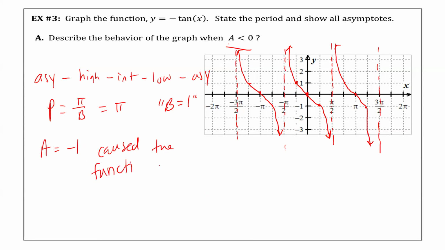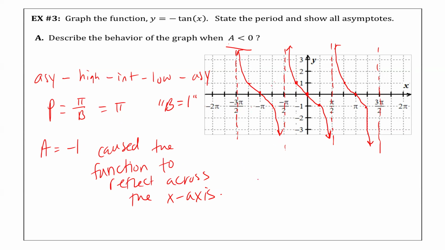It's not amplitude. The absolute value of A is your amplitude. We're not talking about amplitude. It's just saying, what does your A do? It causes the function to reflect across the x-axis. Wait, would it not be the? Nope, we reflected across the x-axis.